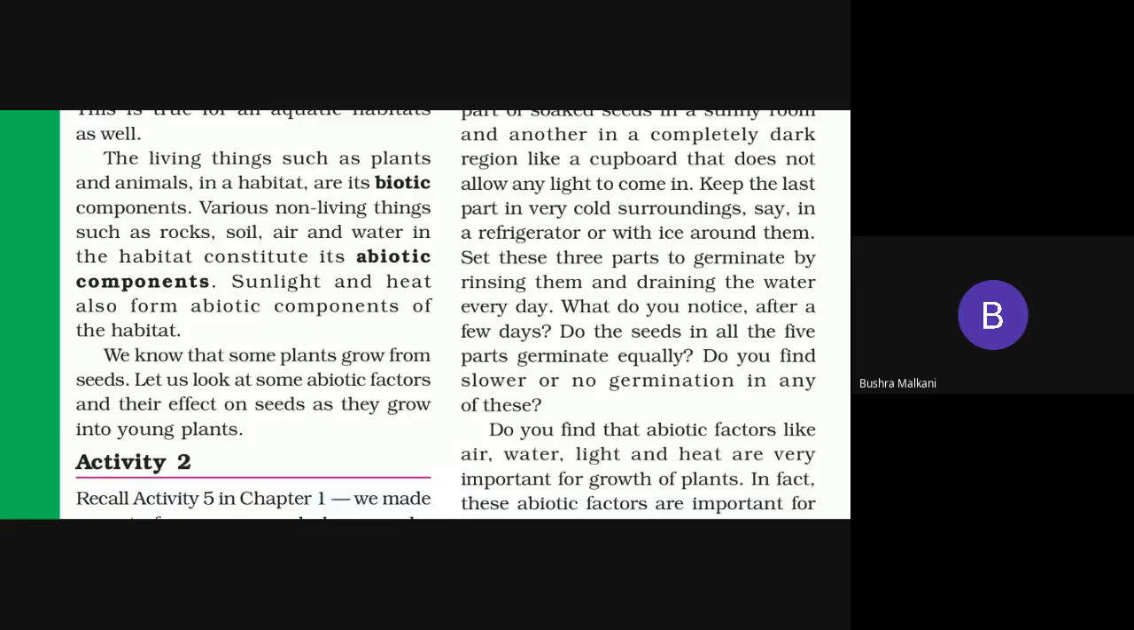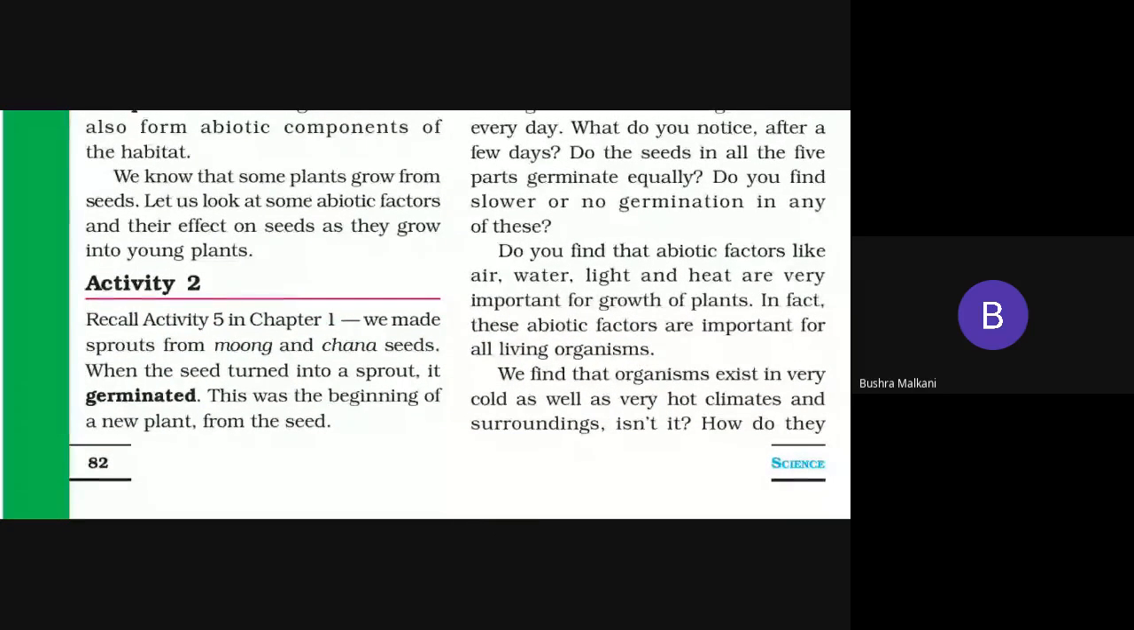Now, what we have to learn is what is meant by biotic and abiotic. Living things such as plants and animals in a habitat are called biotic components. And non-living things such as rocks, soil, air, water are called abiotic components. Some plants grow from seeds, and some plants grow from a piece of the plant only. So there are two types. Now we will learn about germination and how plants grow from seeds. We'll do activity number 2.